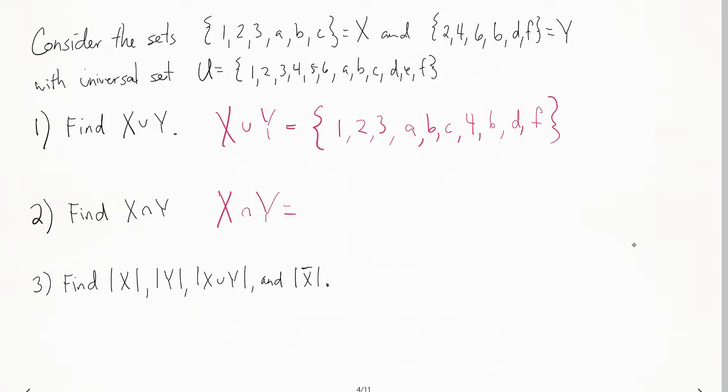Versus the intersection, what does that equal? Well, the intersection is what they have in common. So if you notice, 2 is in both sets, and then also B is in both sets. There's no other elements that appear in both sets, so our intersection is just the elements 2 and B.